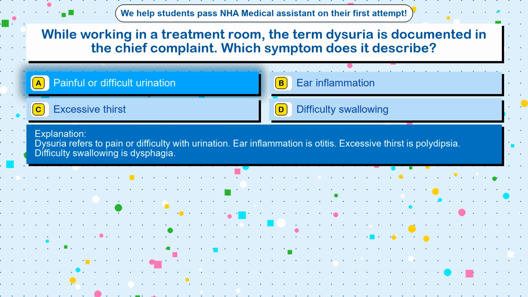Ear inflammation is otitis. Excessive thirst is polydipsia. Difficulty swallowing is dysphagia.